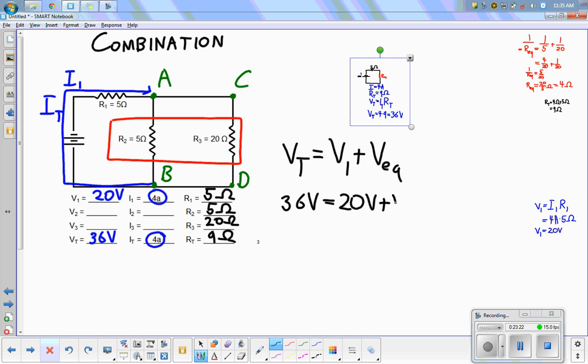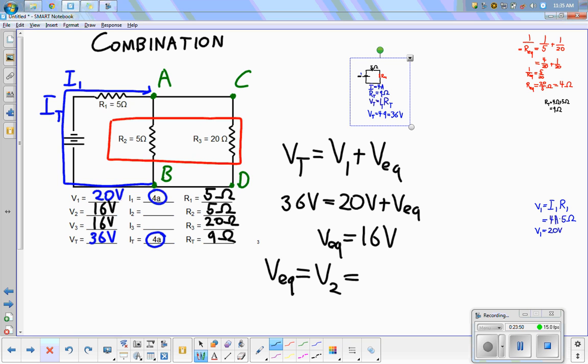Let's walk over here. Now, voltage equivalent is the same thing as the voltage in a parallel circuit, because now we're looking at the parallel section of this circuit. So VEQ is going to be the same for V2 and V3. We could also write that as VEQ equals V2 equals V3. All right, we are closing in on the home stretch.